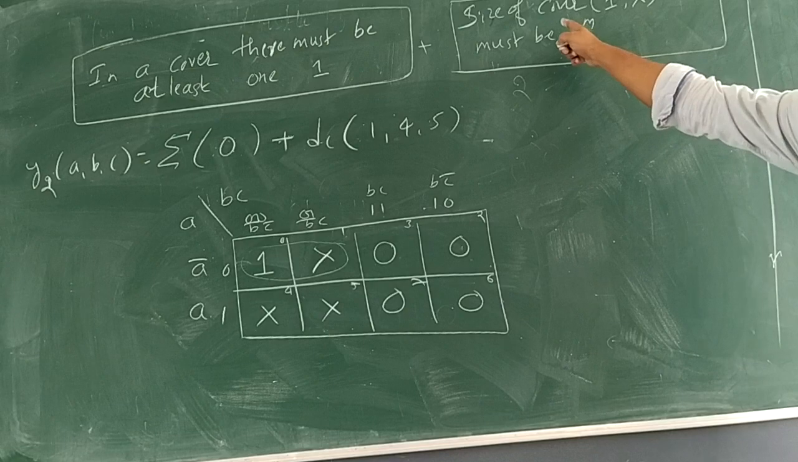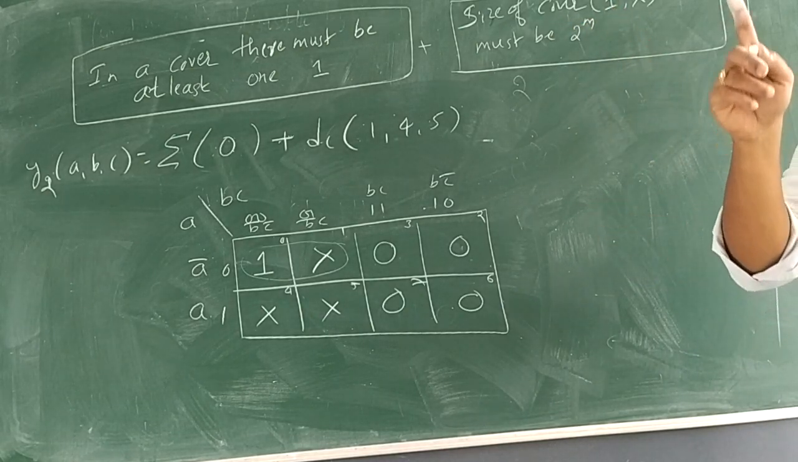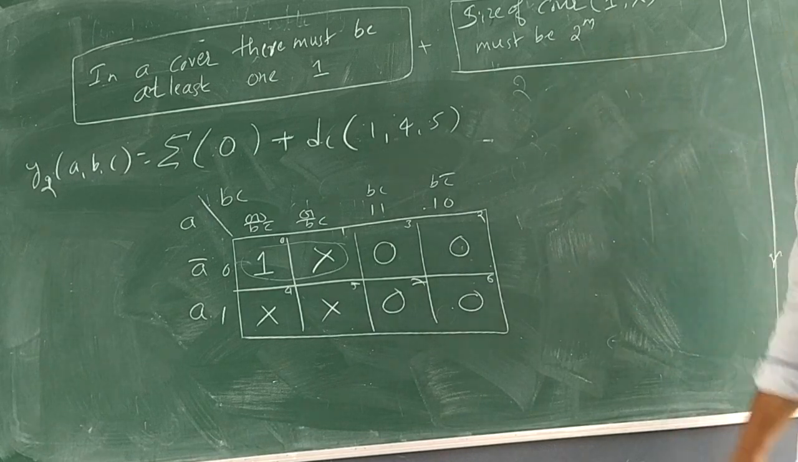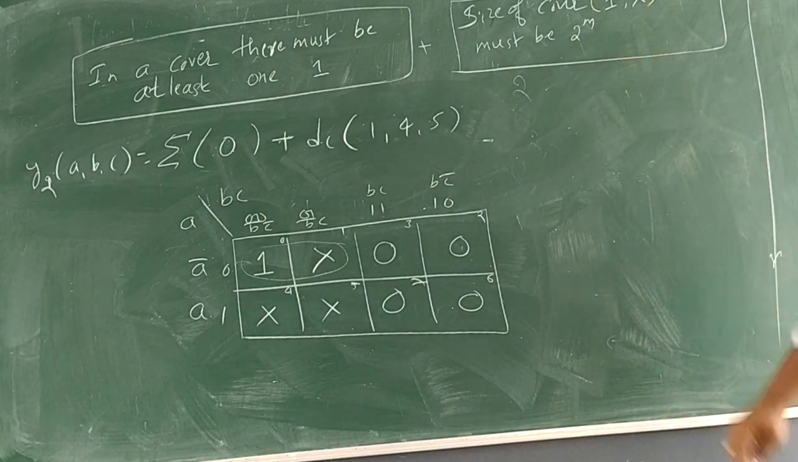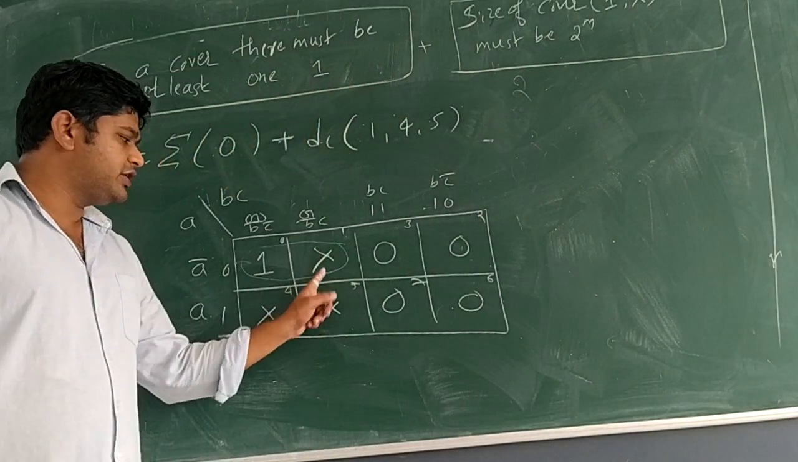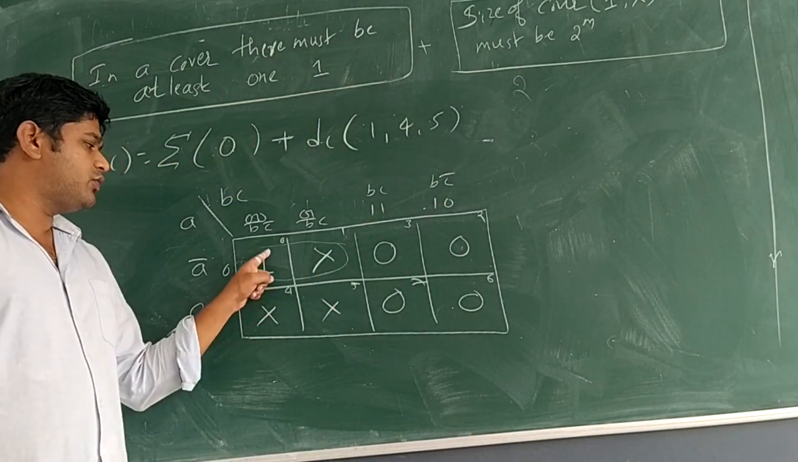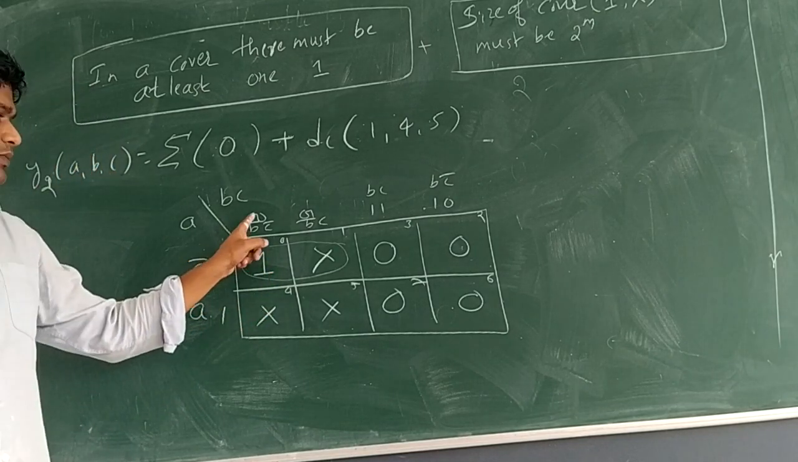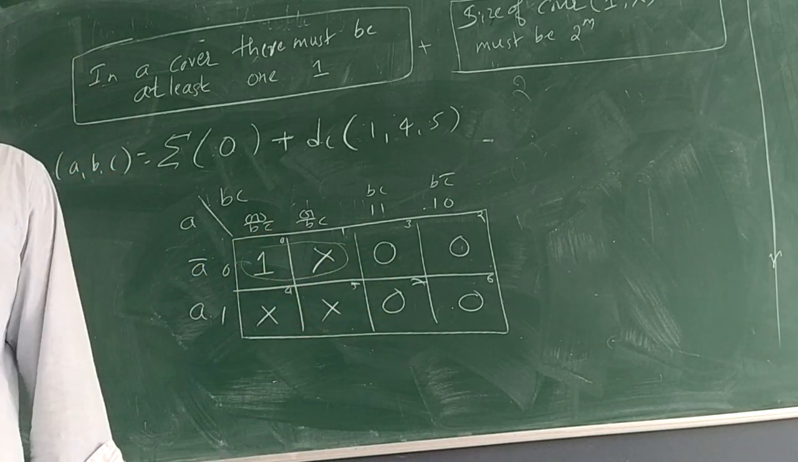Okay, but what is one more condition? The size of the cover which consists of at least one 1 and many X can be 2 raised to m. Here, if I assume 0 here, 0 here, 0 here, only one 1 I will get. What is the function at that time? A bar, B bar, C bar. So that problem is done.